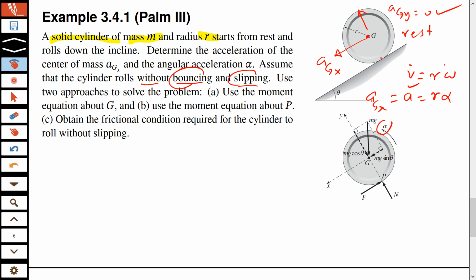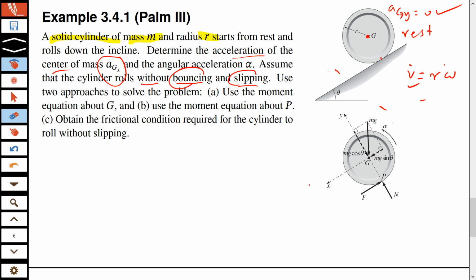Remember, I bring this up so that we understand we have chosen not this to be our x-axis and this to be our y-axis, because this is not useful. Because you want to calculate this one, this is the question: the acceleration of the center of mass, AGX. So we would like our x-axis to be in line with that so that we have little computation, and because there is no bouncing, we take the y-axis perpendicular.